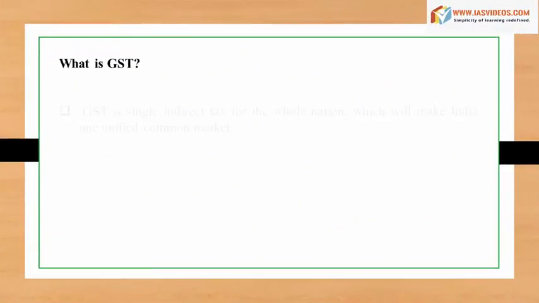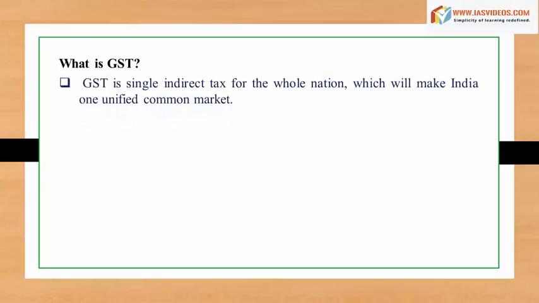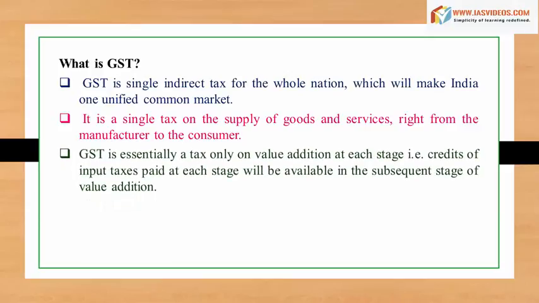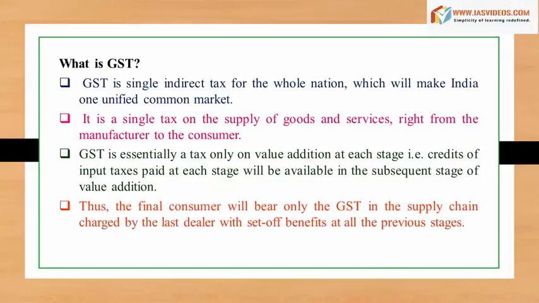What is GST? GST is a single indirect tax for the whole nation, which will make India one unified common market. It is a single tax on the supply of goods and services, right from the manufacturer to the consumer. GST is essentially a tax only on value addition at each stage, that is, credits of input taxes paid at each stage will be available in the subsequent stage of value addition. Thus, the final consumer will bear only the GST in the supply chain charged by the last dealer with set-off benefits at all the previous stages.